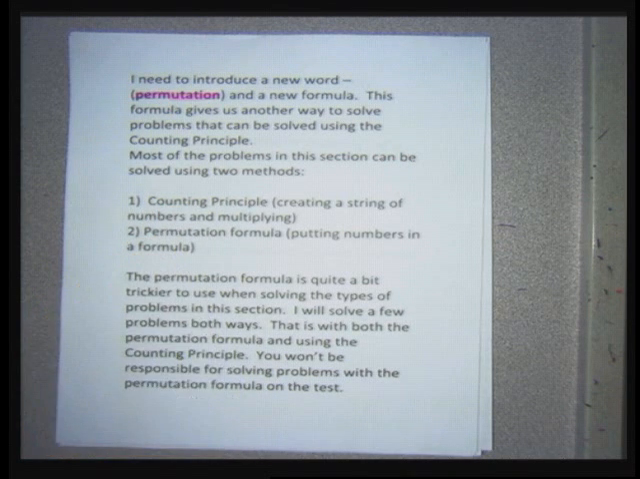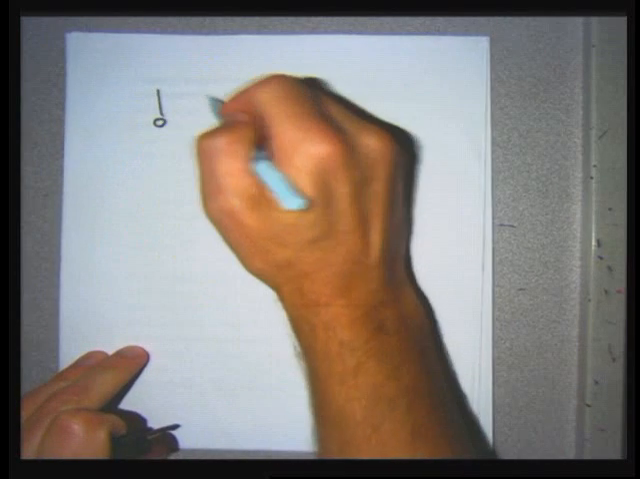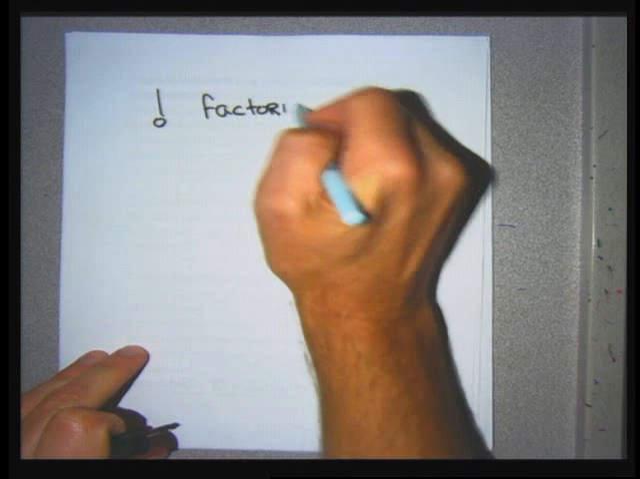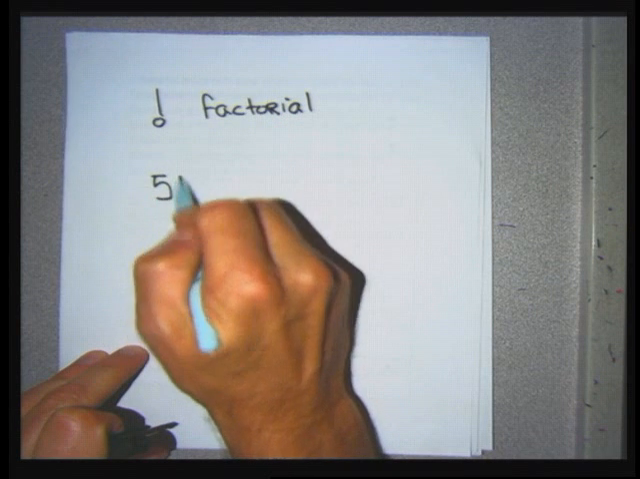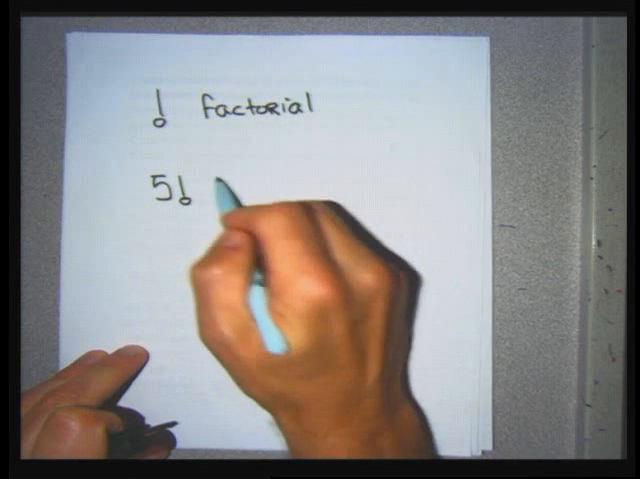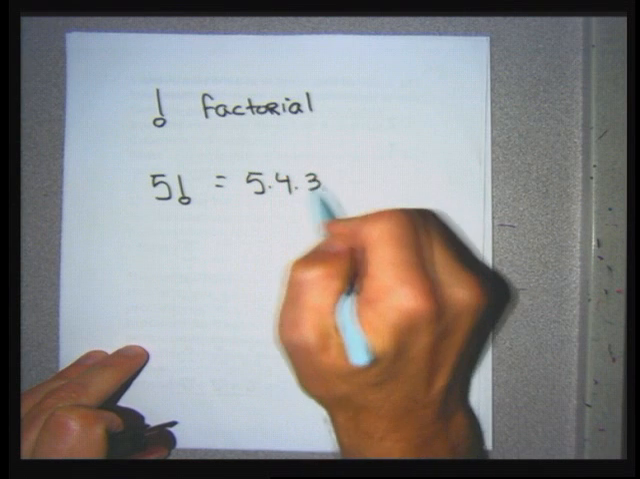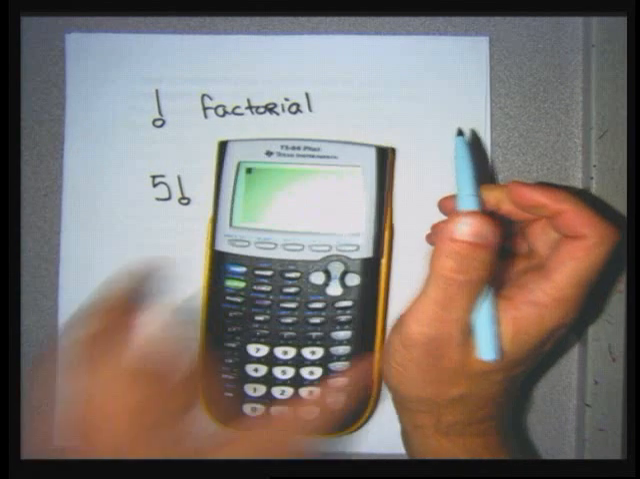There's going to be something that I mention as I'm doing this that's going to be moderately important, and this is the concept of factorial. If I saw a 5 with a factorial symbol, 5 factorial means 5 times 4 times 3 times 2 times 1. And my calculator knows how to do factorials.